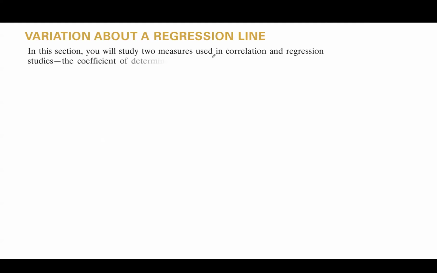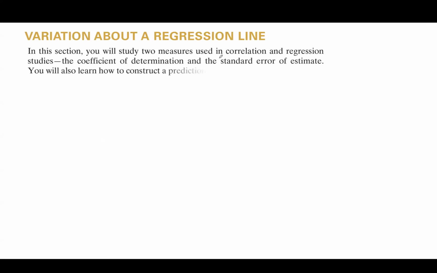Now, I expect you to ask, what about the variation about the regression line? How do we analyze those? What is the relationship between x and y and those variations? How much of the variation can be explained using x, and how much of the variation cannot be explained using x? So in this section, you're going to study two measures used in correlation and regression studies: the coefficient of determination and the standard error of estimate.